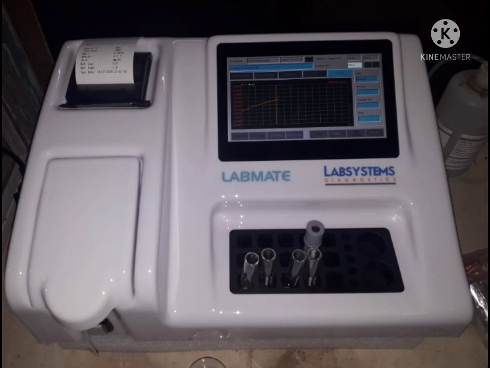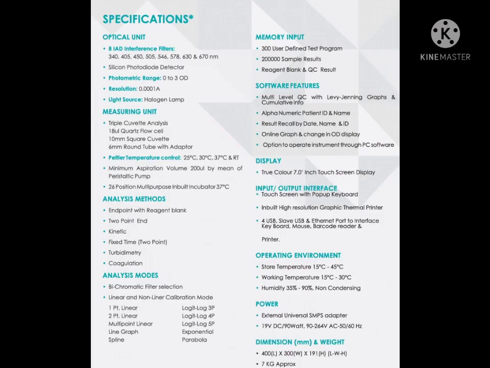Specification of this instrument: optical unit. It has 8 ion assisted deposition interference filters. The detector is a silicon photodiode detector. Photometric range is 0 to 3 optical density. Resolution is, as usual with other instruments, 0.001 absorbance. Light source is a halogen lamp.